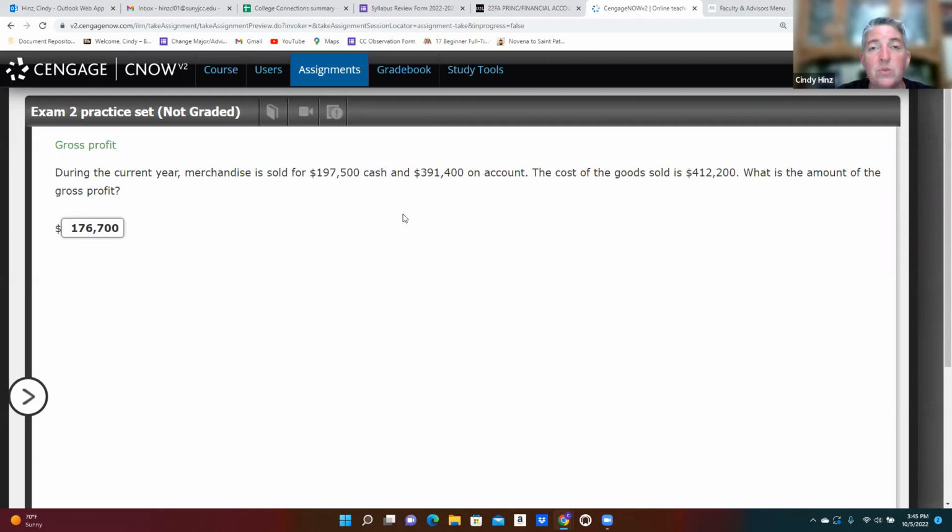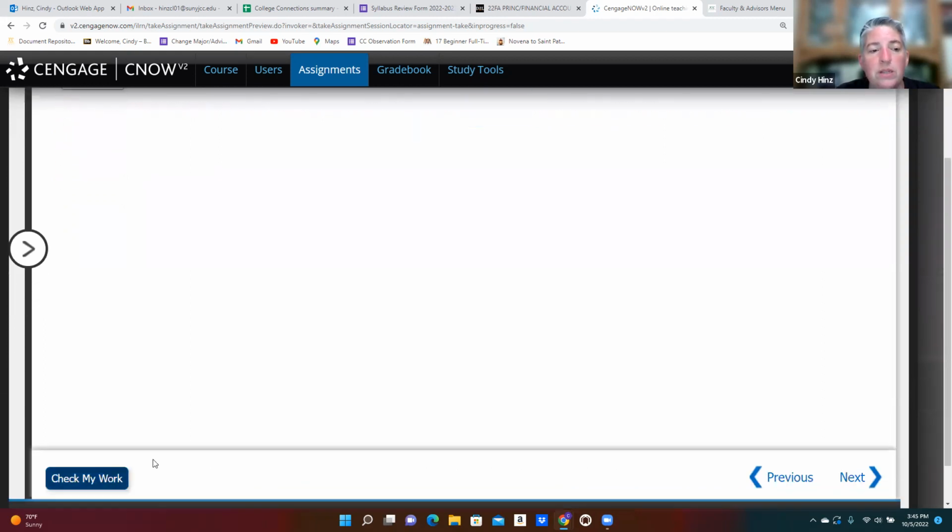that gross margin is revenues minus cost of goods sold. Does not matter where those revenues come from. It doesn't matter if they're cash or on account. They all are included in this calculation.